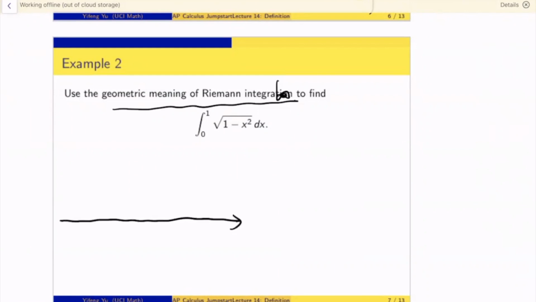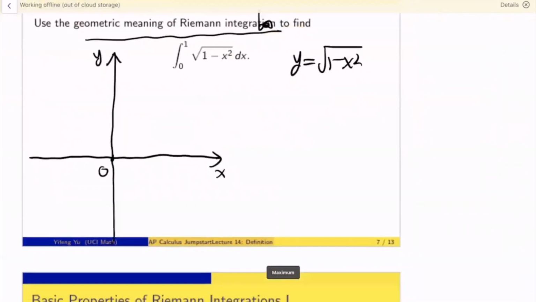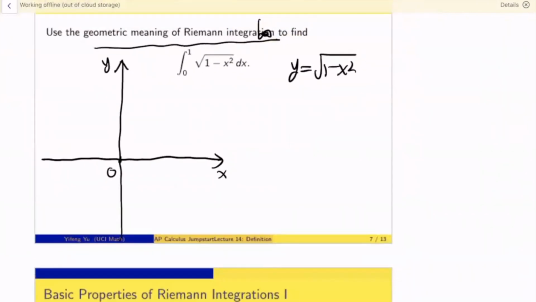We say, okay, so we know this is just the area below the graph, and the graph is y equals the square root of 1 minus x squared. So this is x, and this is y, and this is 0, right? Okay, all right. What is it? First of all, let's try to identify what kind of graph this is. So y equals this. This is non-negative. I take the square on both sides, and we get x squared plus y squared equals 1.